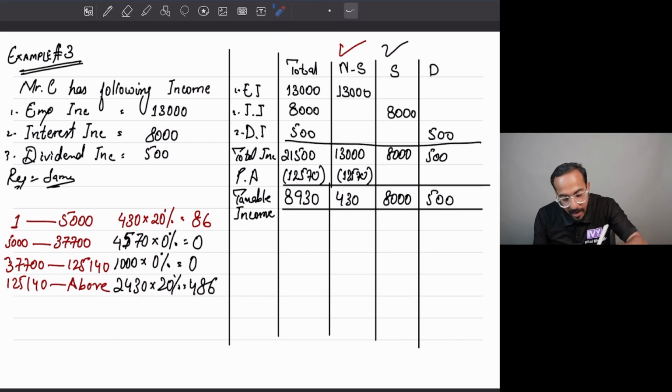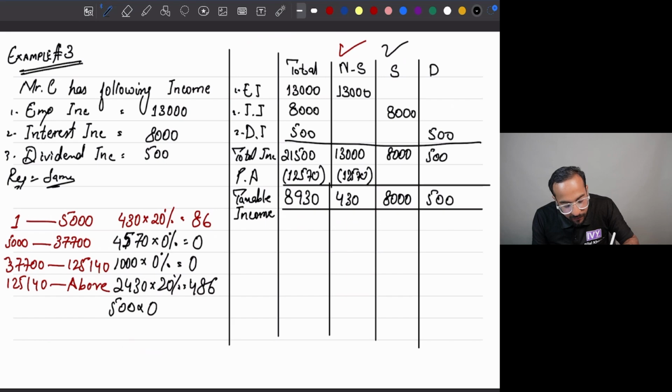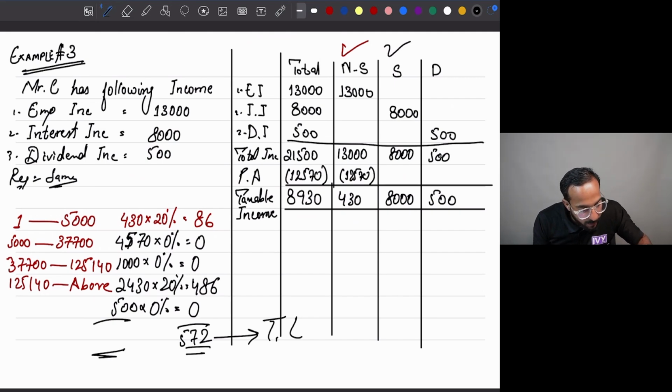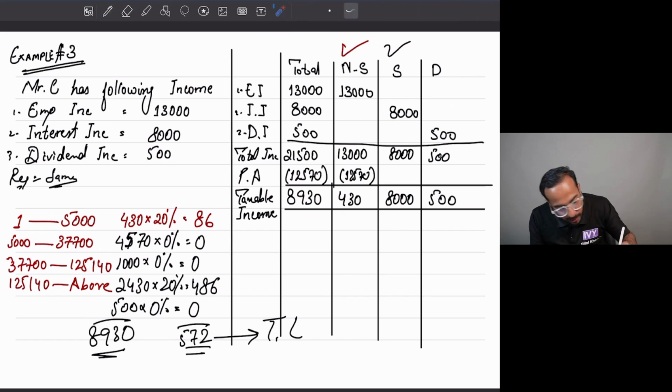Got it? Now, the last one. As you know, the dividend income is 500 and the first 1,000 will be taxed at 0%. So it's 0. So just add, and you will get your tax liability. For cross-checking purposes, 430 plus 4,570 plus 1,000 plus 2,430 plus 500. It's 8,930. It has to be equal to this. I believe you are getting my point.